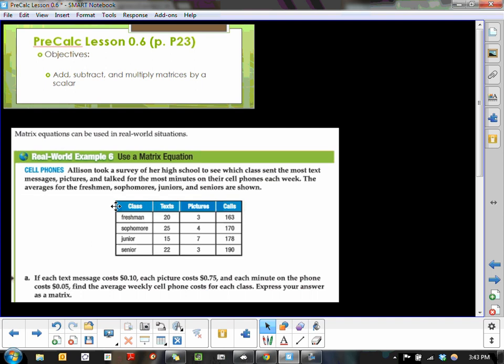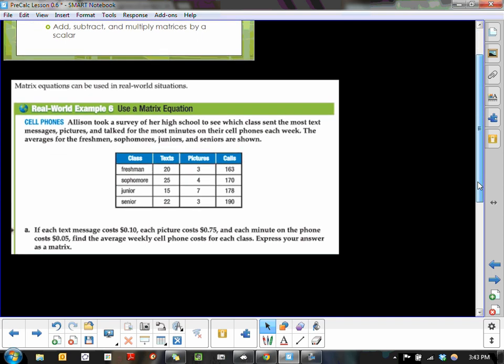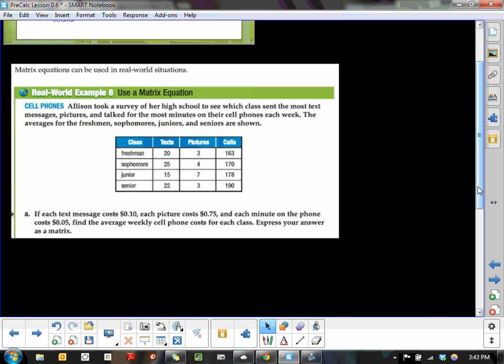So this number here says, on average, freshmen sent out 20 texts. This number 7 says the juniors, on average, sent out 7 pictures, and so on. If each text message costs 10 cents, and each picture costs 75 cents, and each minute on the phone costs 5 cents, find the average weekly phone cost for each class. And we're going to express our answer as a matrix.